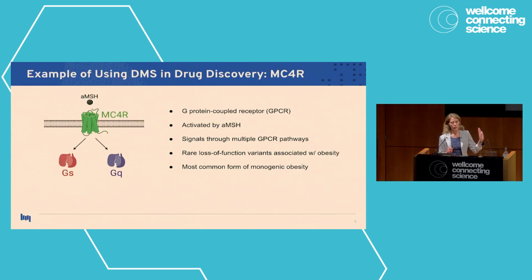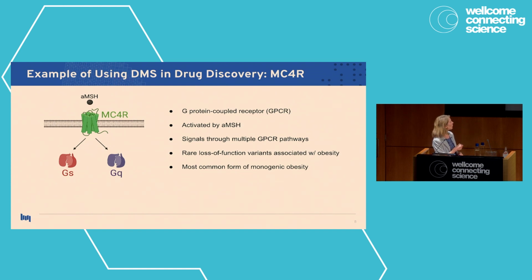I'm going to, for the purposes of this talk, give you some examples from one particular drug program that we've used deep mutational scanning in. And to give you some idea, at a high level, of how we're thinking about incorporating this into discovery programs. And this program was to try and identify drugs that could target MC4R, the melanocortin-4 receptor.